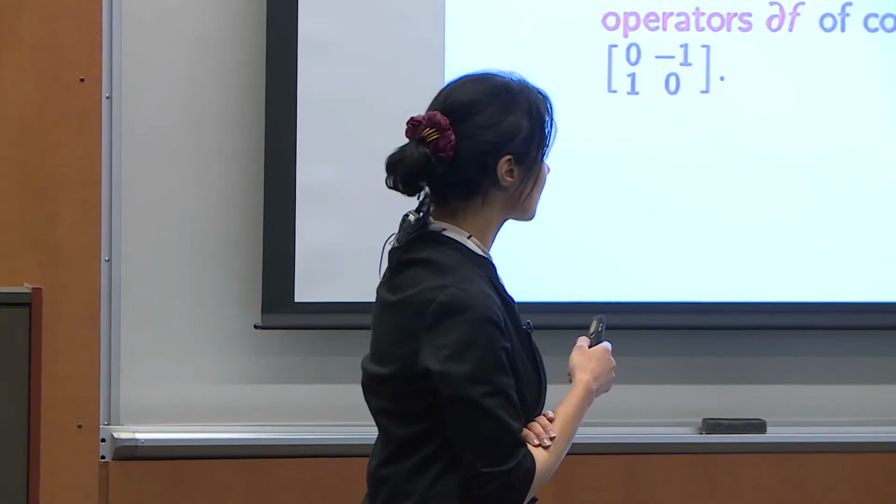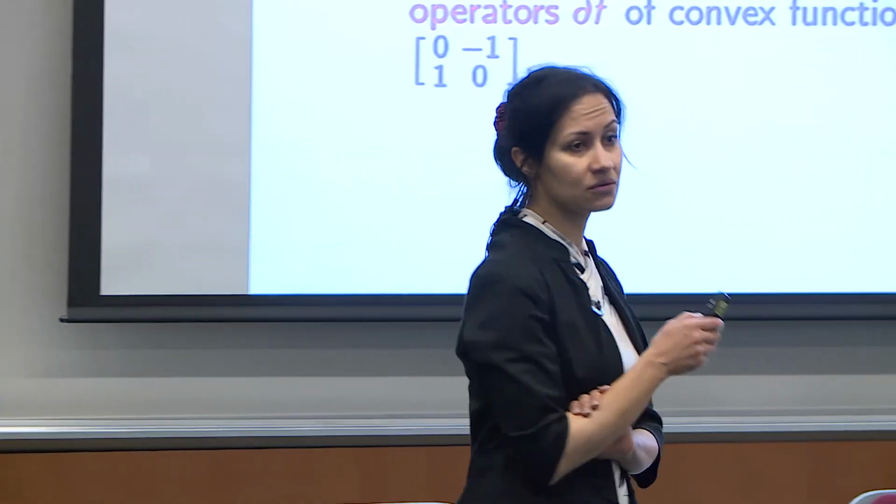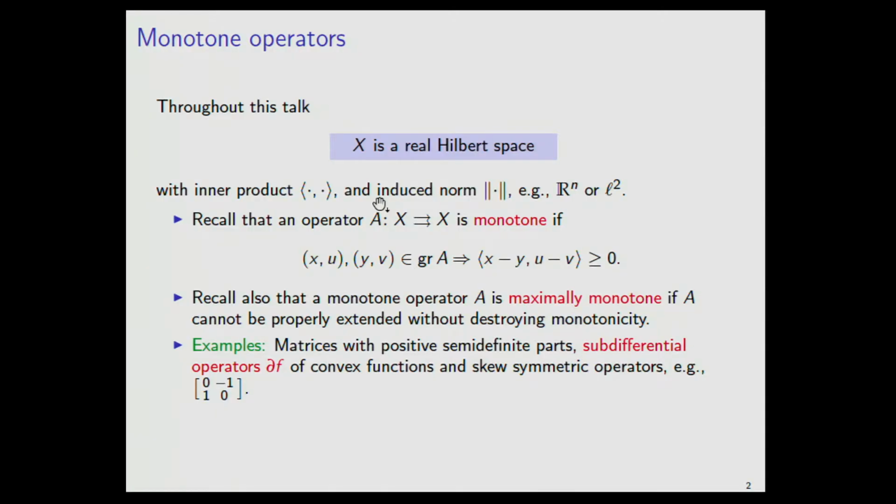So the setting of the talk: we will be working on a real Hilbert space, so R^n is on board, but we can also allow infinite dimensional Hilbert spaces, little l2. A and B, whenever we mention maximally monotone operator, that's the definition. I assume everyone is familiar with it. And we are interested in maximally monotone operators because they generalize subdifferentials of convex functions, but they can also allow for skew operators, such as the rotator in the plane by pi over 2.